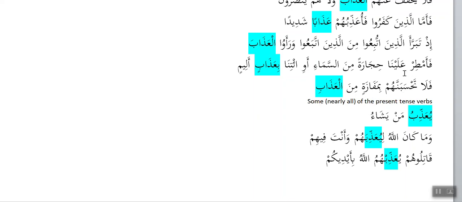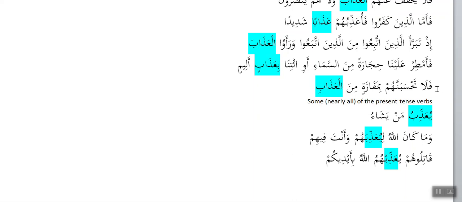فأمطر علينا حجارة من السماء أو ائتنا بعذاب أليم. Rain upon us stones from the heaven, or bring to us a painful punishment. The reason why عذاب has kasra is because of the ba, harfu jar. When you put harfu jar in front of an ism, it would become in a state of jar. In this case, it would have 2 kasra.